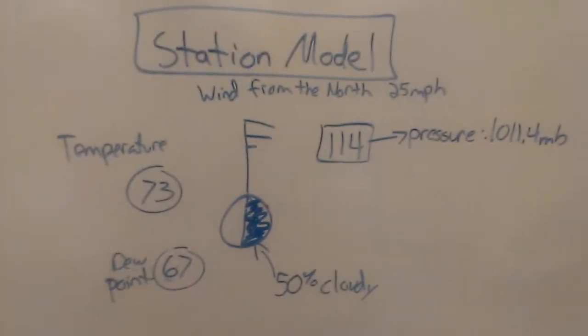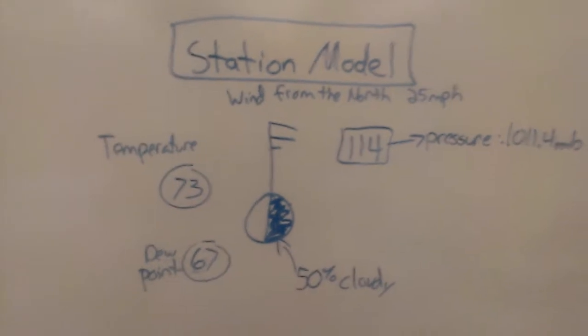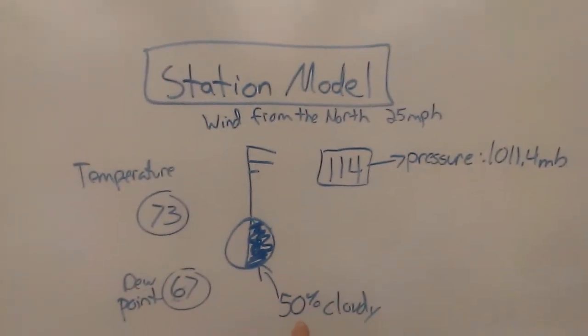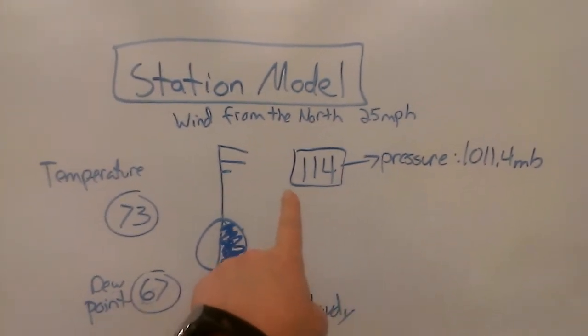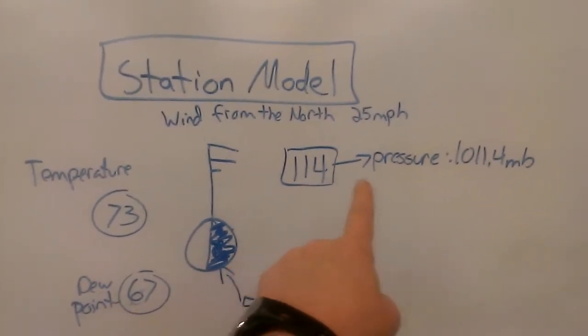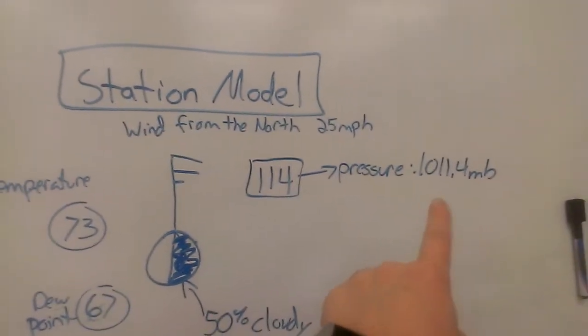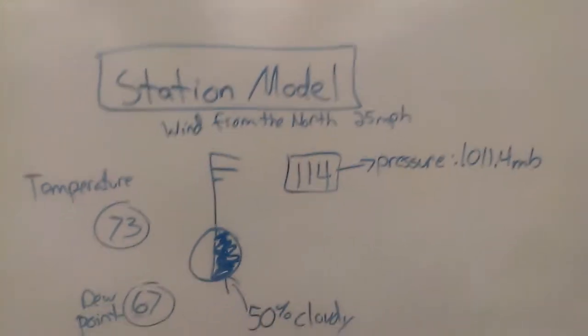We use something called a station model to show data for an area. So if you look at my station model, half of my circle is shaded in. That represents 50% cloud coverage. You also might notice this number, 114. That's the pressure. So my 11 is less than 19, so I add 10 to the front and a decimal point in the tens place. So it becomes a pressure of 1011.4 millibars.